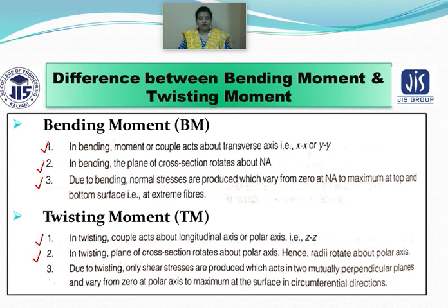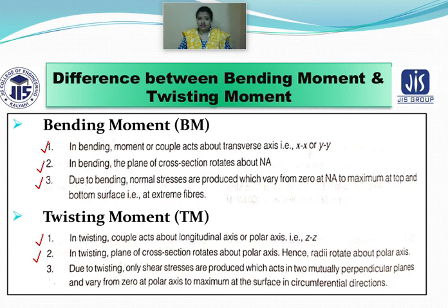So you know that we are having a polar axis and the plane is rotating about the polar axis. If the plane is rotating about the polar axis, then obviously the radii will also be rotating about the polar axis, because you are considering a circular shaft. So twisting is occurring when your plane of cross section rotates about your polar axis or your longitudinal axis.